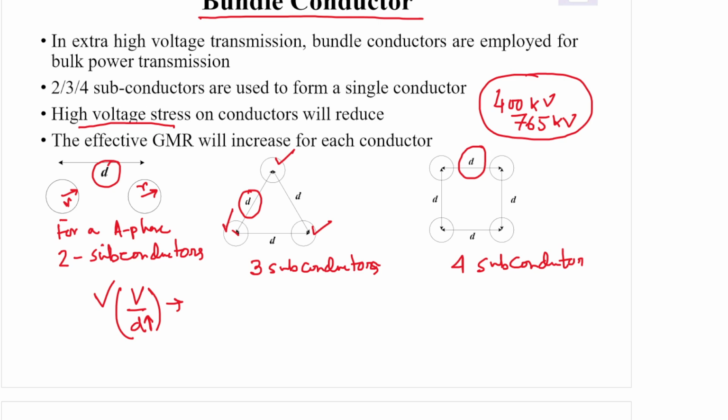Now, for the three subconductor case, you see this D is placed, so having some finite D makes this electric stress limited to a lower value. So, on using bundle conductors, we can reduce the electric stress on conductors. This is very important.